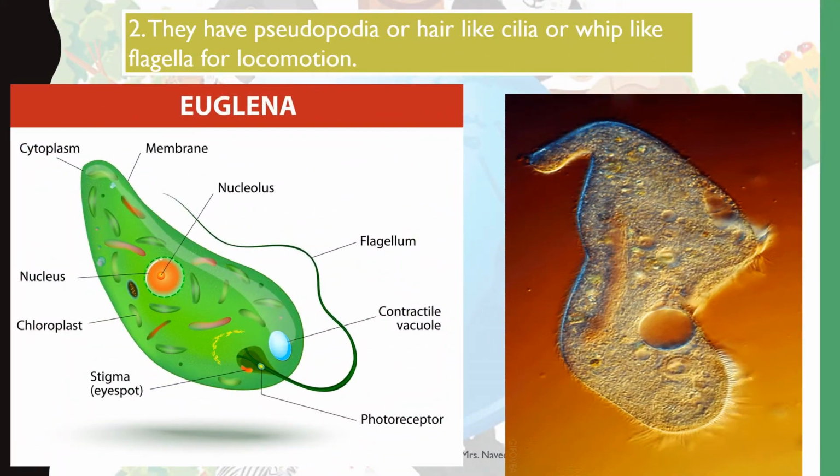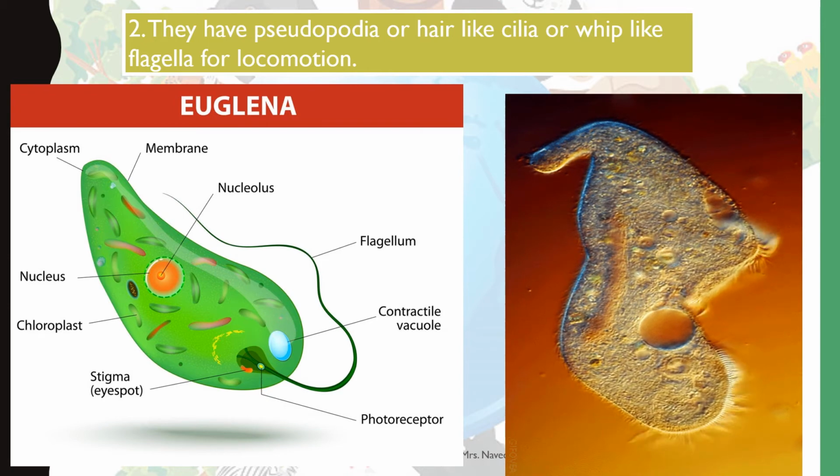The next characteristic here is they have pseudopodia or hair-like cilia or whip-like flagella for locomotion. Means each and every living organism needs to move from one place to the other. Now, in order to move, they need to have some kind of organ in their body which can help them to move. Now, as they are unicellular, they do not have organs because it is only one cell. So they have a hair-like thing called cilia or a whip-like flagella which helps them for locomotion.